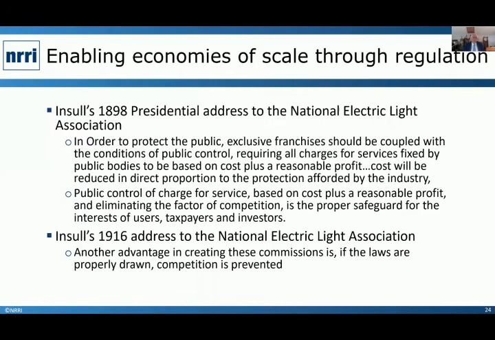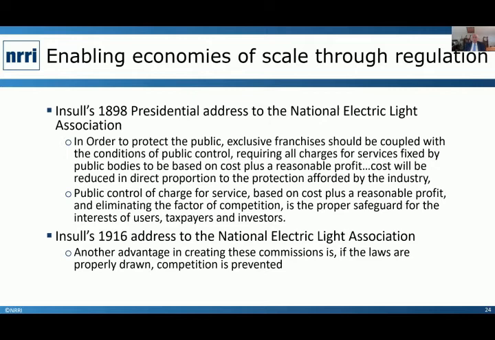Well, Insull saw competition as a real problem to his achieving economies of scale. And he was the president in 1898 of the National Electric Light Association, which ultimately morphed into the Edison Electric Institute. And in his presidential address in 1898, he called for regulation.